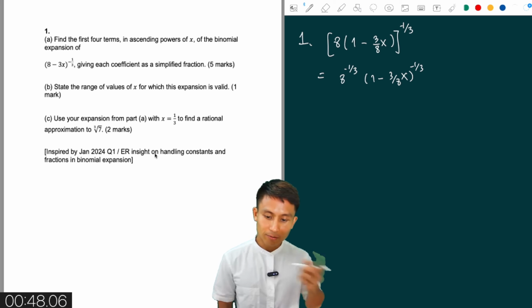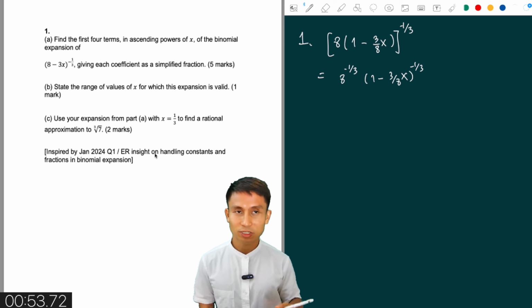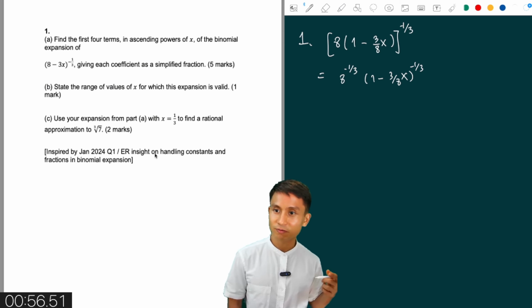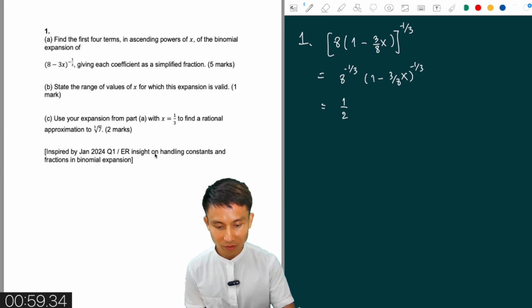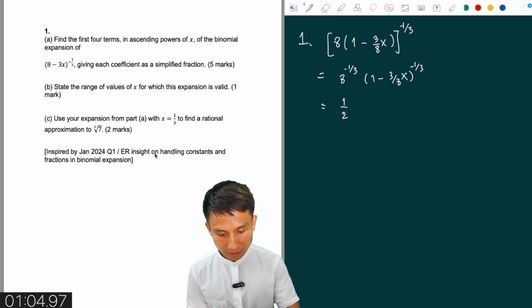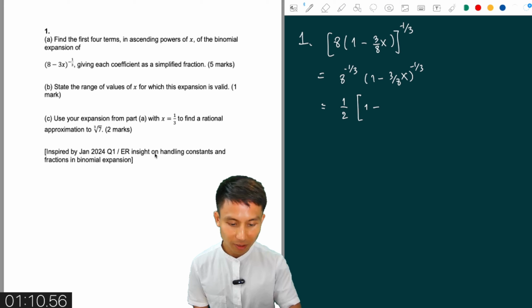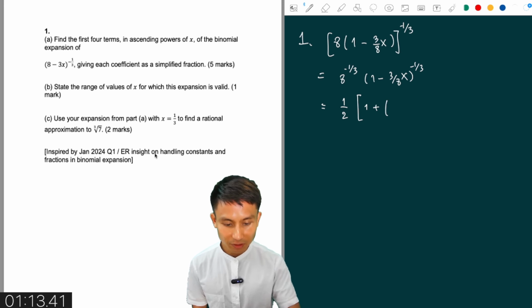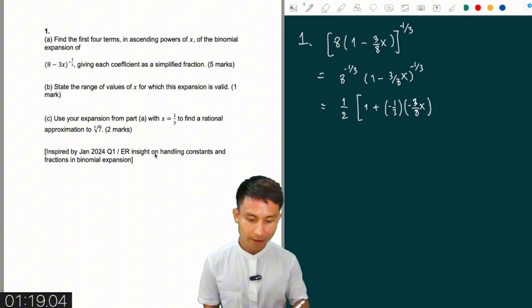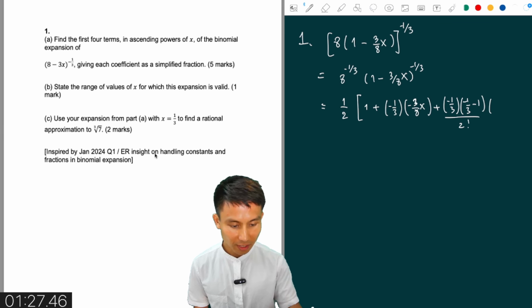Now, 8 to the power of minus 1/3 is 1 over 8 to the power of 1/3, which is 1 over the cube root of 8, which is 1 over 2. You can just plug that into the calculator. Then now we do the binomial expansion. Following the formula, it's 1 plus n, which is minus 1/3, times x, which is the second term, the whole thing, don't forget, plus n times n minus 1, divided by 2 factorial, and the second term to the power of 2.